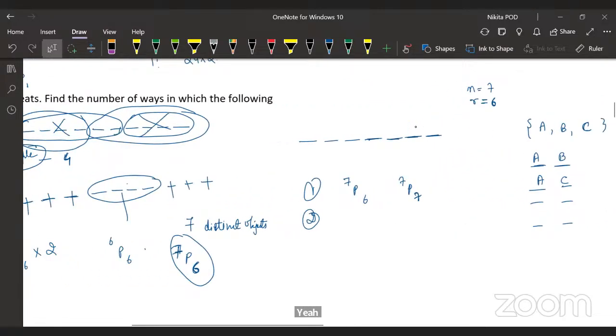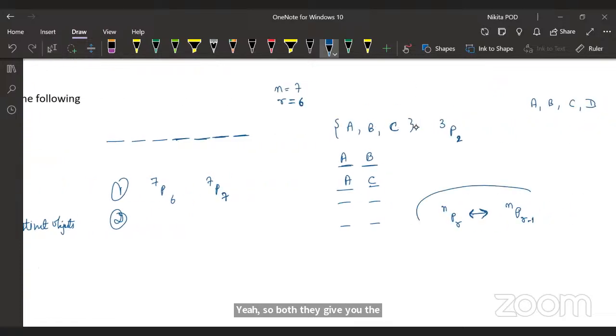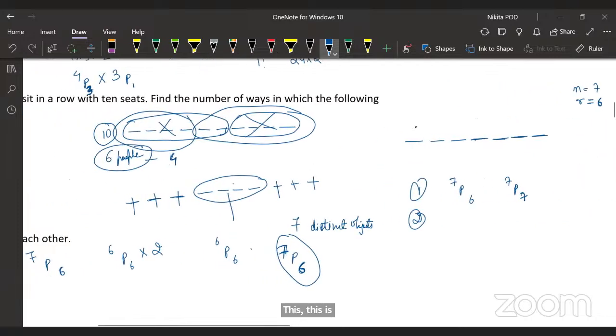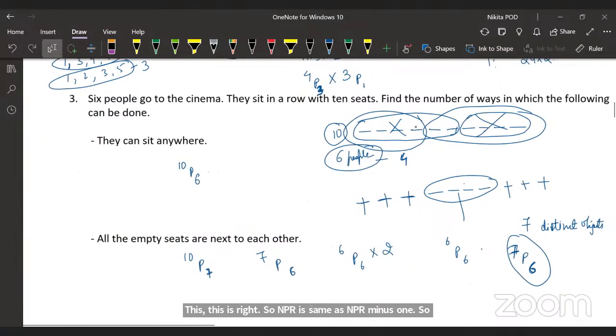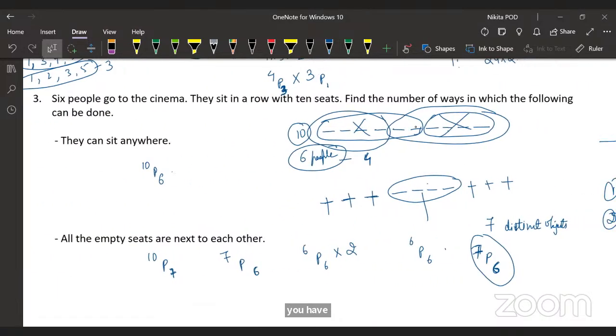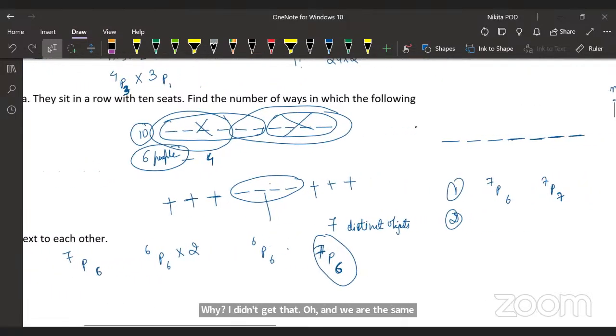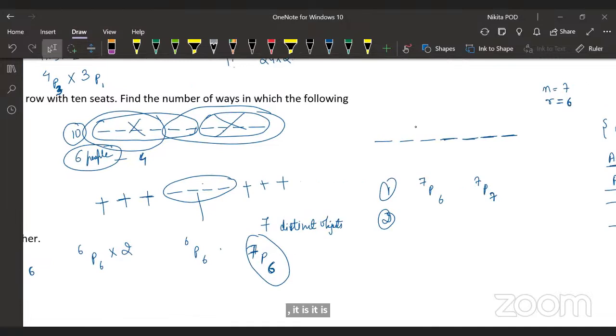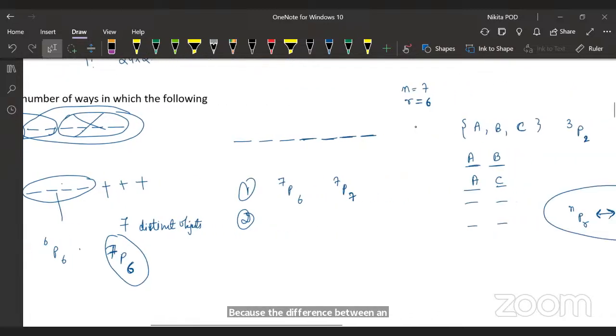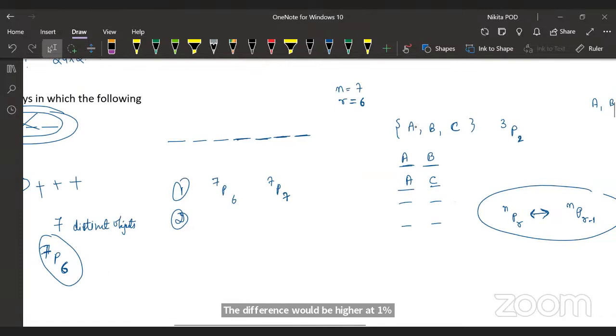Yeah. So both will give you the same answer. This is right. So nPr is the same as nPr minus 1. Ma'am, I didn't get that. How is nPr the same as nPr minus 1? I think she means nPn. It is right over here because the difference between n and r is 1. If the difference would be higher, it won't be the same. Yes, ma'am. Please repeat once.